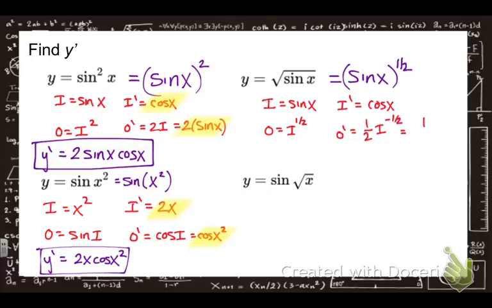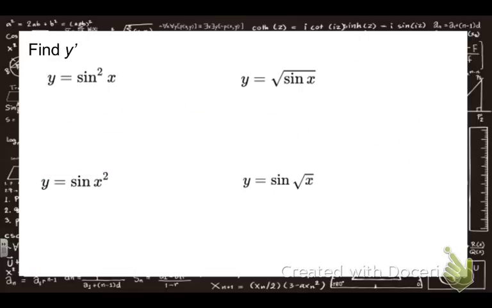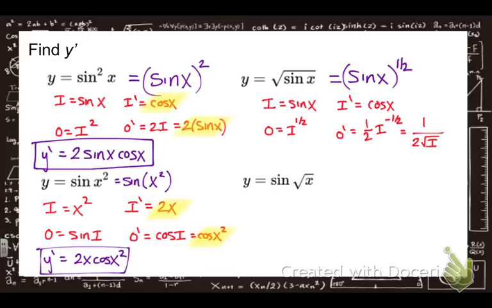From here, if I rewrite it, I get 1 over 2 radical I. Remember that the negative means I can push it back to the bottom of the equation. So we rewrote it: the negative exponent pushed it to the bottom, and we rewrote it as a radical. And then if I want to write it one more time with the I actually in there, it would be 1 over 2 square root of sine of x.